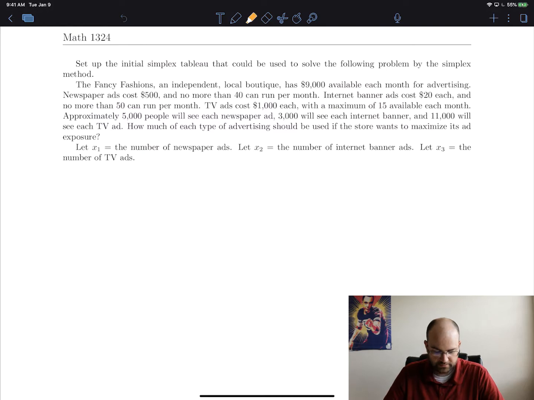Anyway, for this one, we actually have a question that we want to set up. It specifically says to set up the initial simplex tableau that could be used to solve the following problem by the simplex method. So we specifically want to just set up the initial simplex tableau.